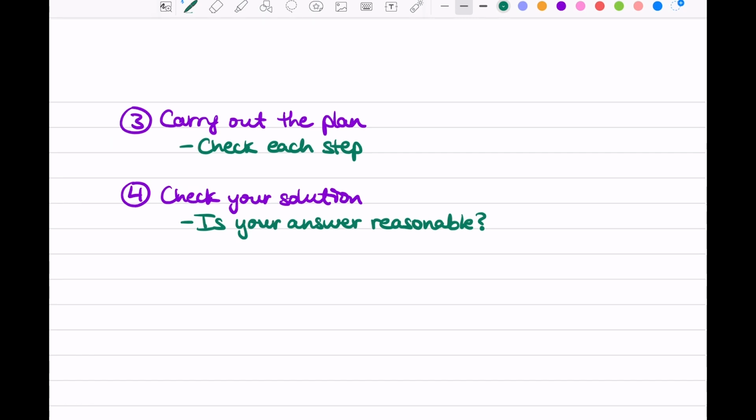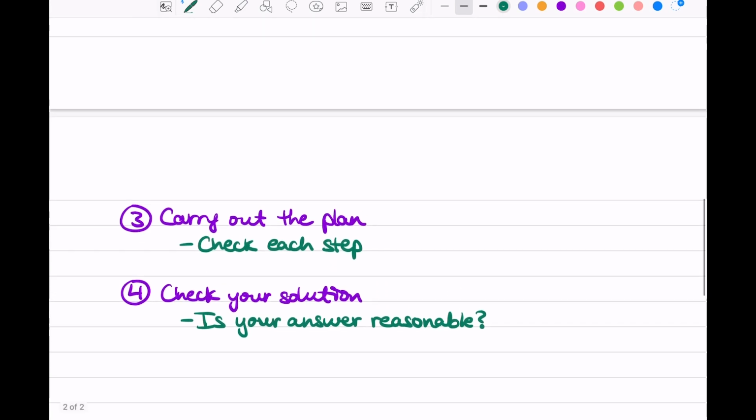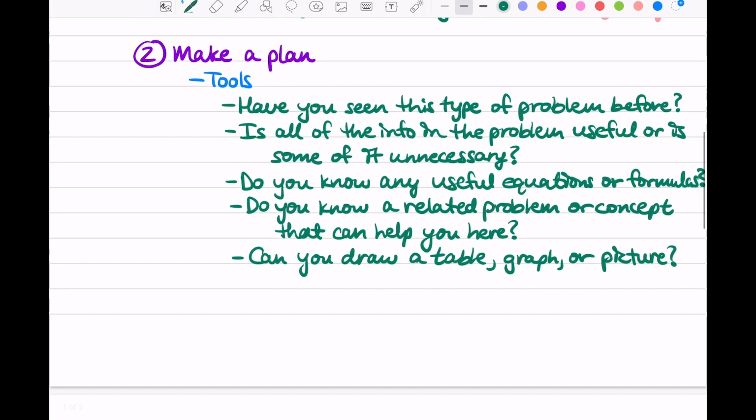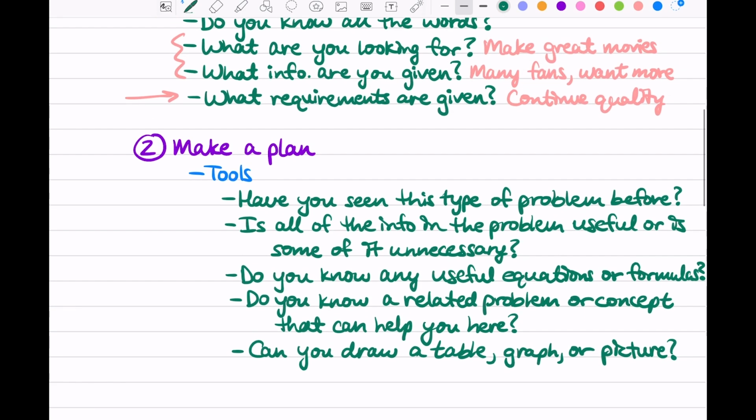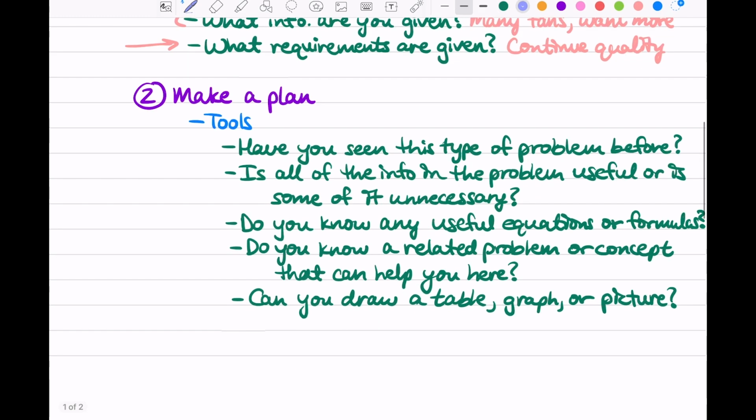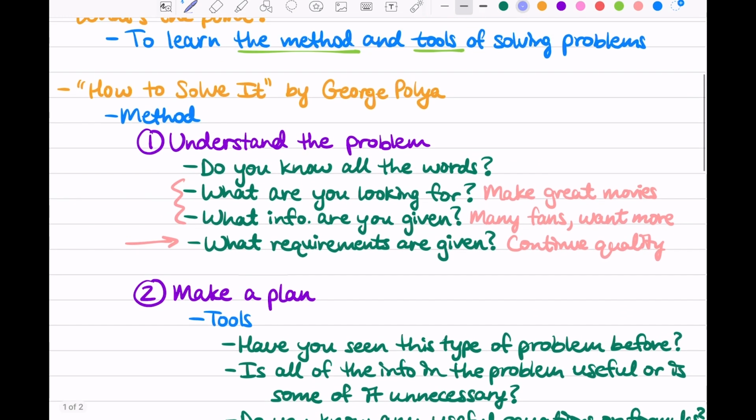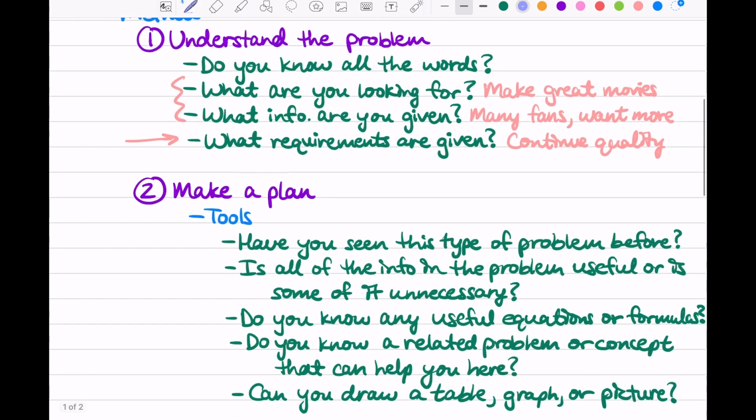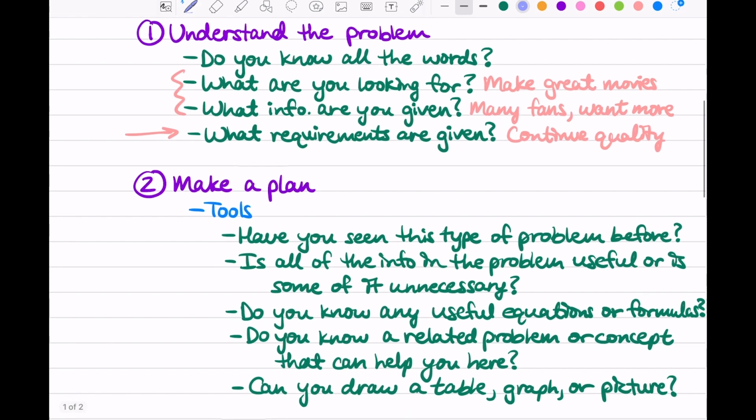So this is the method for solving problems. There are 4 major steps and a variety of tools to help you along the way. I encourage you to write out this method on a piece of paper and keep it next to you while you're working through these word problems. Use it to guide you step by step through the problem and to the answer. If you're stuck at any point in the word problem, you can look back at these questions and see if there's something that can help you.